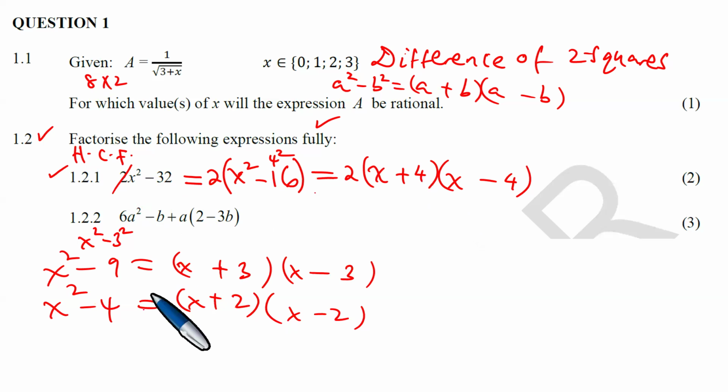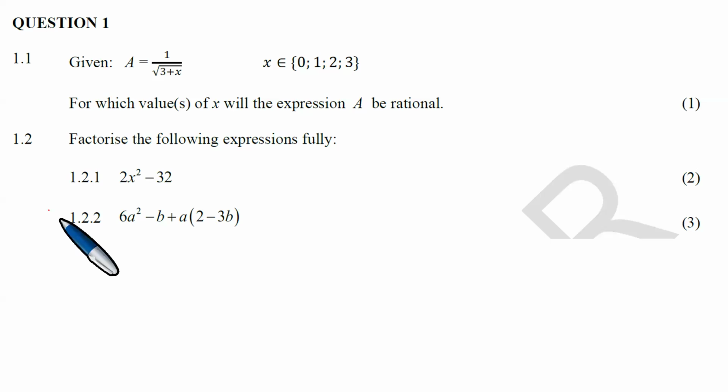Okay, next question, 1.2.2, Paul. All right, so in 1.2.2, we need to factorize this one. Factorize the following fully. The word fully means we must leave nothing not factorized.